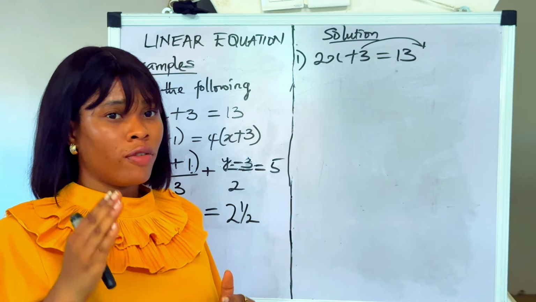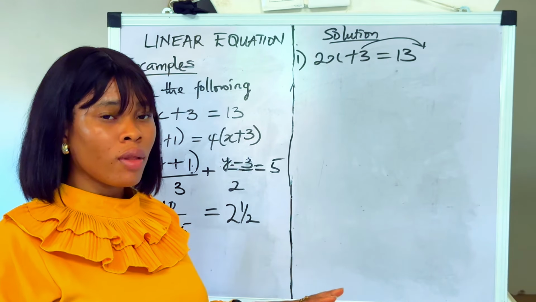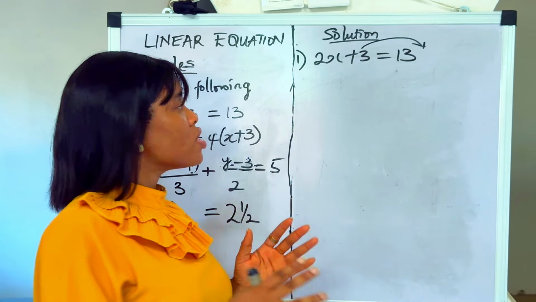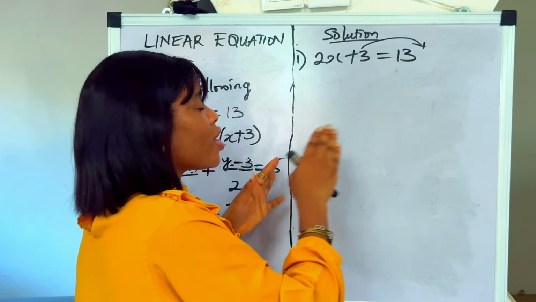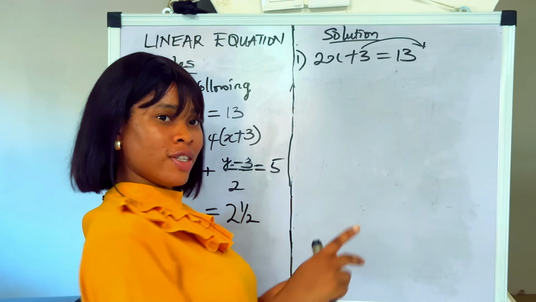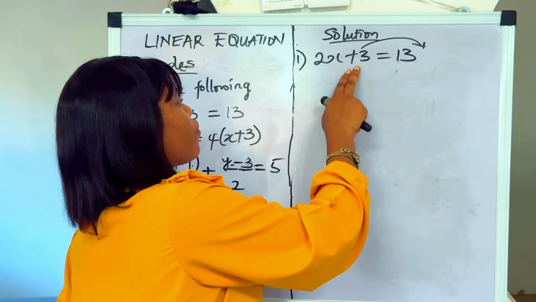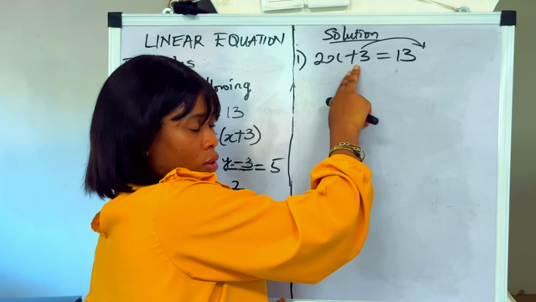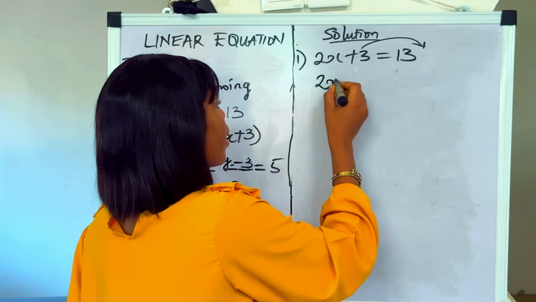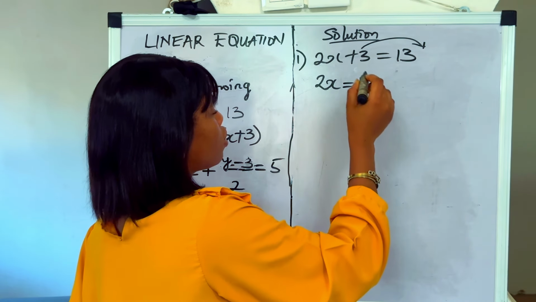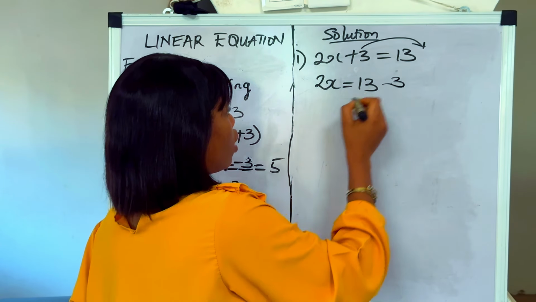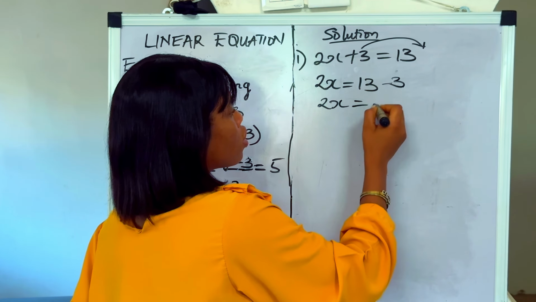And so for us to get the value of x, we need to do everything and anything possible for x to stand alone. And for x to stand alone, it means we have to get rid of whatever is attached to x. You can see that plus 3 is attached to x, 2 is attached to x. We have to first get rid of plus 3 by moving it over to the other side. So we have 2x equals 13, but we take plus 3 over to the other side, it becomes minus 3. We have 2x equals 10.